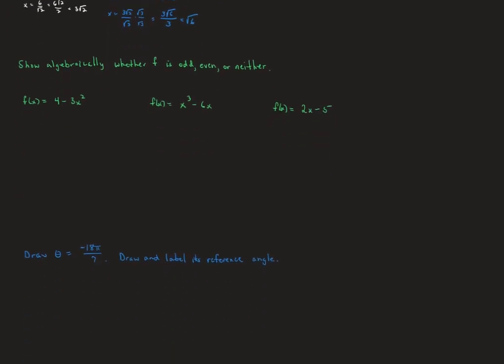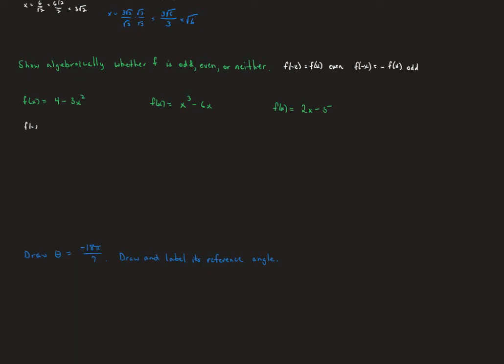Okay, on the next one, we want to show that f is odd, even, or neither. To do that, we're going to plug in negative x for x. If that turns out to be the same as f of x, that means our function is even. And if when we plug in a negative x for x, we get negative 1 times the original, that's going to be odd. And if it's neither one of those, then the function is neither even nor odd.